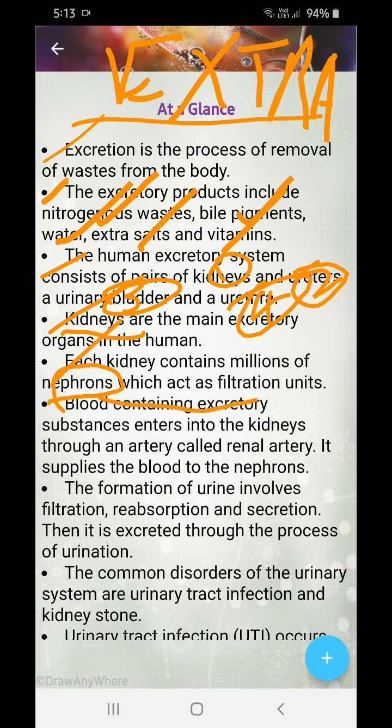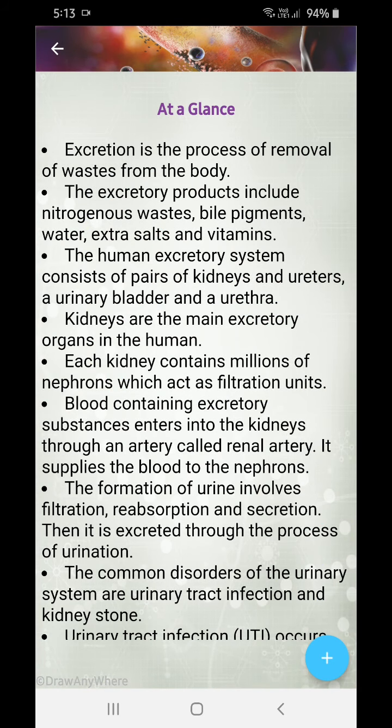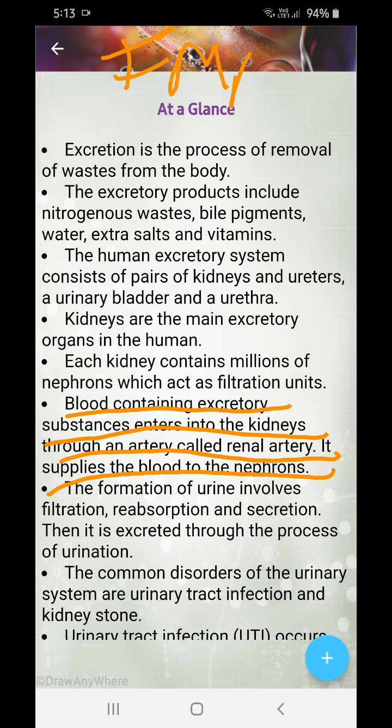Now, these nephrons are the main units that carry out excretion actually. Now, see the process very, very carefully. Blood, the excretory substances, enter into the kidney through an artery called the renal artery. It supplies the blood to the nephrons. Means the impure blood comes to the kidney. Okay.